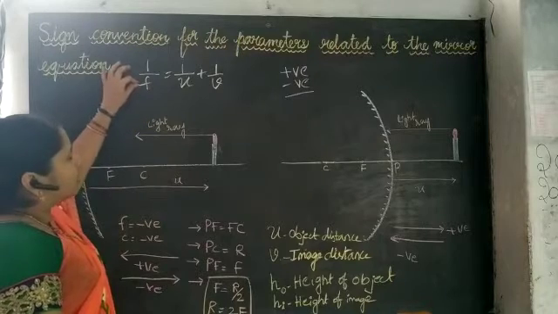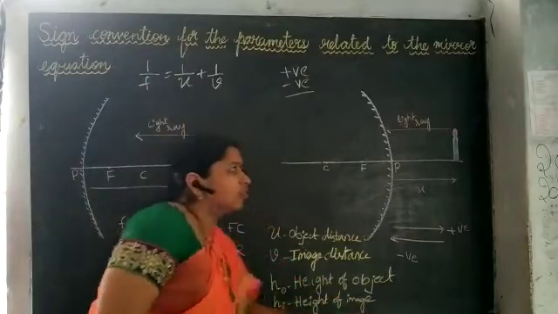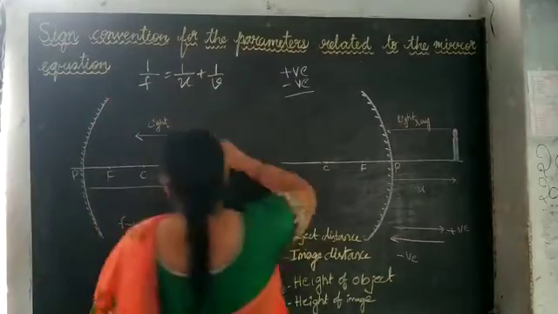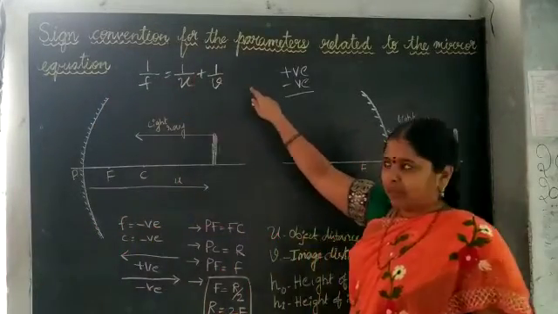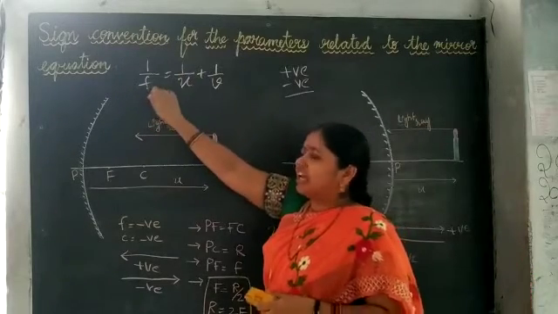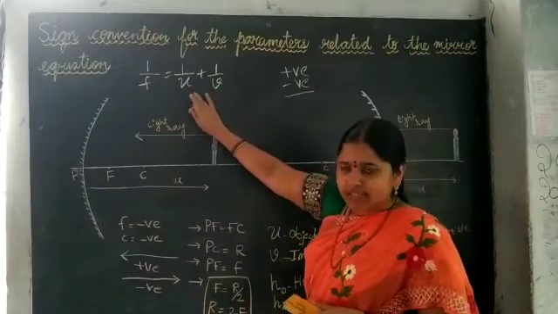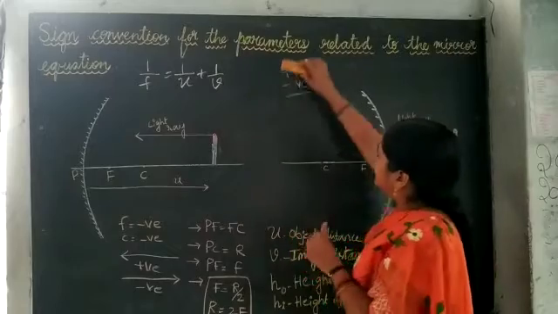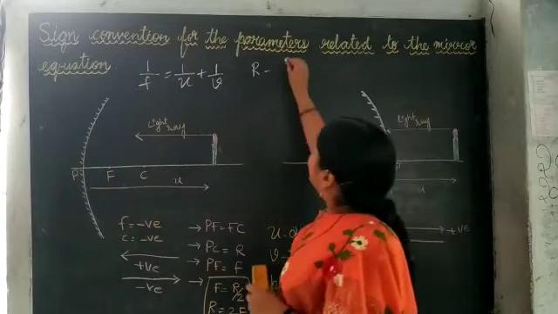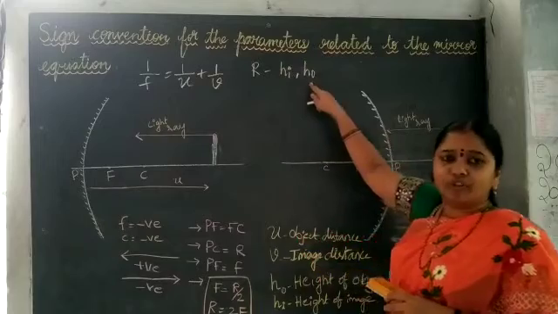To know the sign of the variables, we have to follow these rules. Note this very important formula, the mirror formula: 1 by f equal to 1 by u plus 1 by v. In today's class, we are going to learn what these are. F means focal length. U means object distance. V means image distance. R means radius of curvature. Then height of image and height of object.